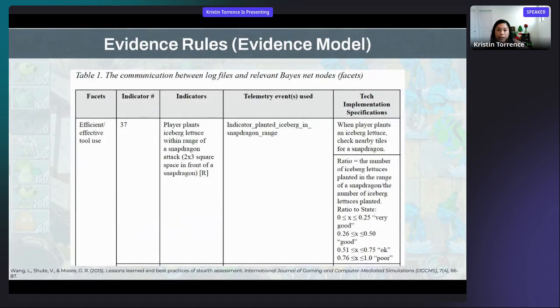So this table illustrates the specifications for how the system detects when an indicator is triggered and how it is sent to the back end. I will spare you the details, but if you are collaborating with game developers, creating this sort of documentation is really helpful in being able to track what you want to track, or at least the events in Unity.